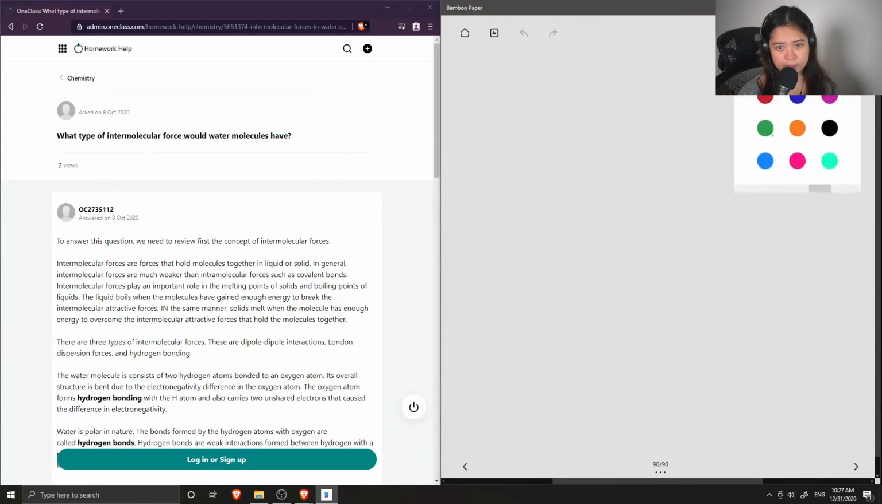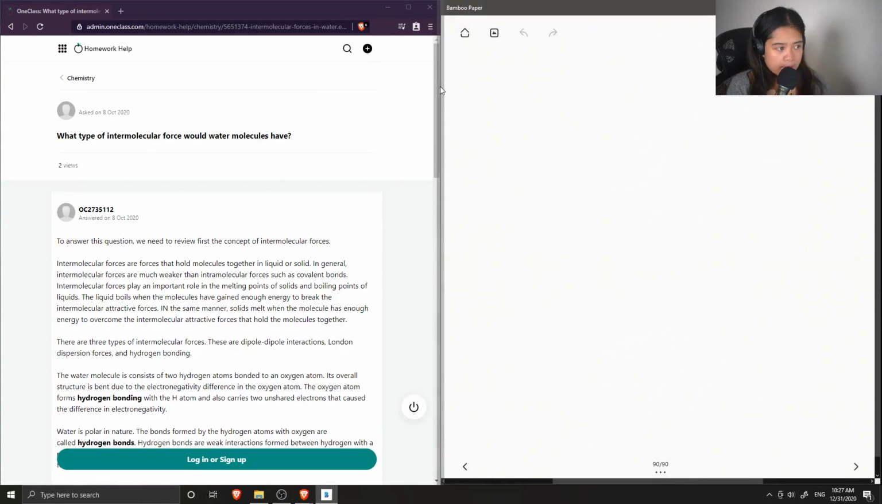Okay, so question number 6. What types of intermolecular forces would water molecules have? Okay, so first let's draw out a water molecule. Everyone knows it as H2O.